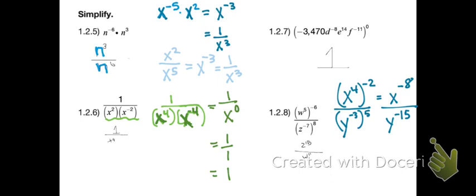And then I have numbers that have negative exponents. So remember, if it's in the numerator with a negative exponent, you take the negative sign off and you move it down to the denominator. So I would have my x to the 8th down in my denominator. And then if you have a negative exponent in the denominator, you take that negative sign off and move it to the numerator. So I'd have my y to the 15th in my numerator.